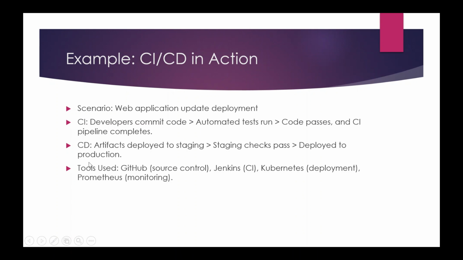What are the tools used? GitHub for source control. You can use other tools as well for your source control. Jenkins for CI, that is continuous integration. You can use Jenkins for the continuous deployment pipeline as well. Kubernetes for deployment, and this tool for monitoring. Like this, you can use multiple tools in DevOps to achieve your goal.